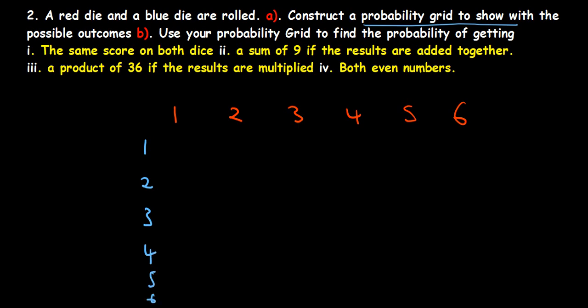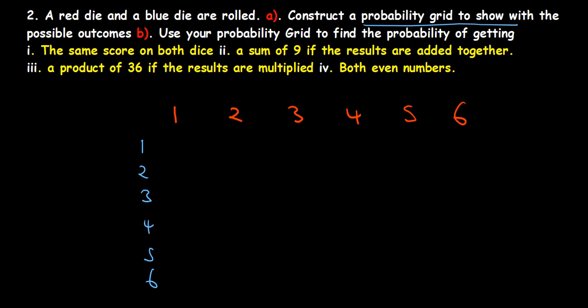Let me reduce the font a bit. So I have 1, 2, 3, 4, 5, and then 6. This is the blue die, this is the red die. What will happen if you are rolling those two dice at the same time? It means that one die might land on the 1, and the other one might land on the 2, and so on and so forth. It can be any number.